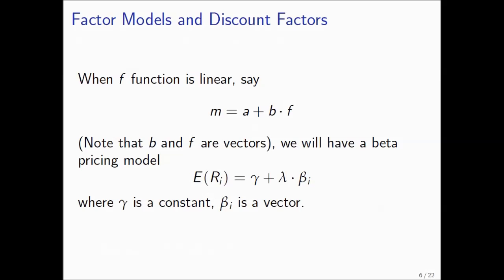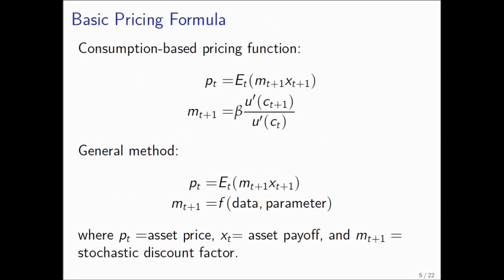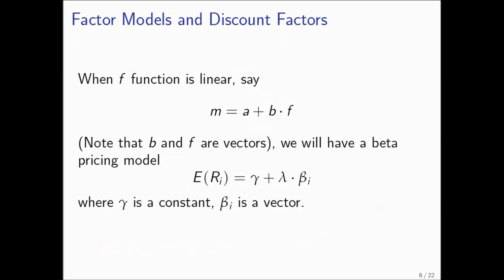Okay. Now here we are going to talk about the factor models. So how are factor models related to what we have before? If you remember, we have this f function. If this f function is linear, so suppose m is equal to a plus b vector product f, so it's linear.